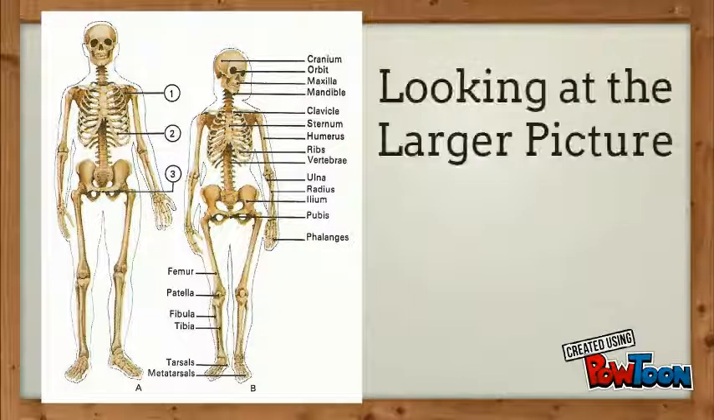So let's start out looking at the skeletons themselves. The males are normally, on average, going to be a lot taller than the females. You're going to notice that their bones are a lot thicker than females' too. They're going to have more bone development because they have more muscle points.